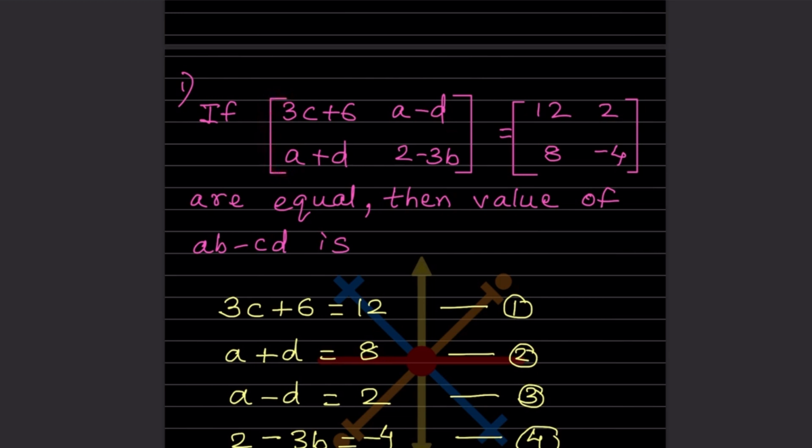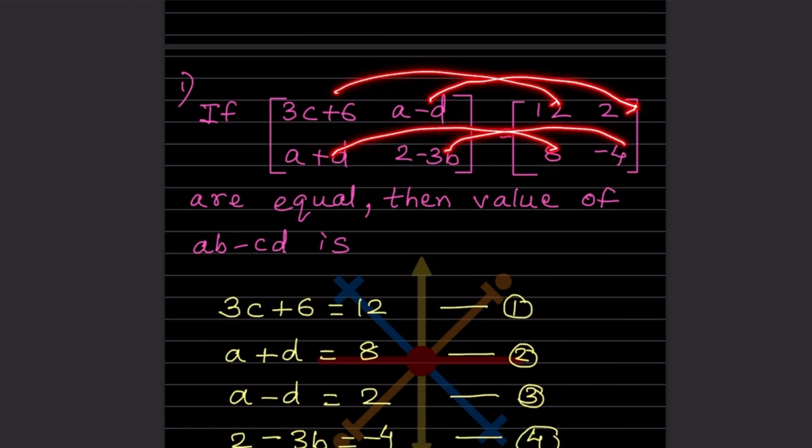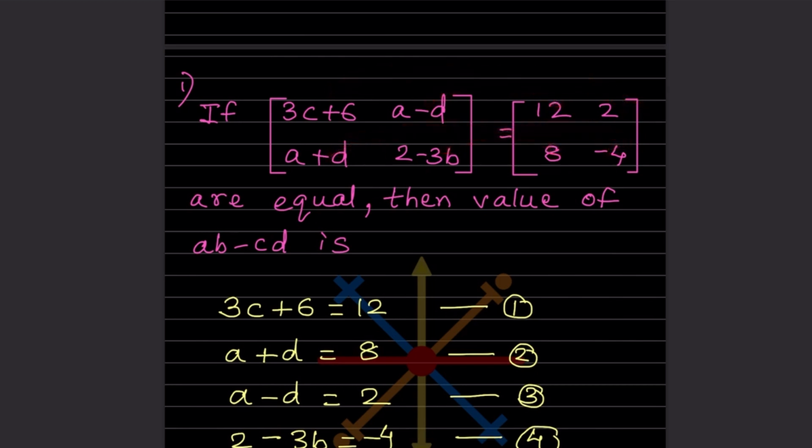So this says that if 3C plus 6, this is given, and then you have to find the value of AB minus CD. So first thing I'm going to do, you are going to compare this one first. This is equal to this, and this is equal to this. So I have written the equations now. I have taken this as equation number 1, this as equation number 2, this as equation number 3, and this as equation number 4.